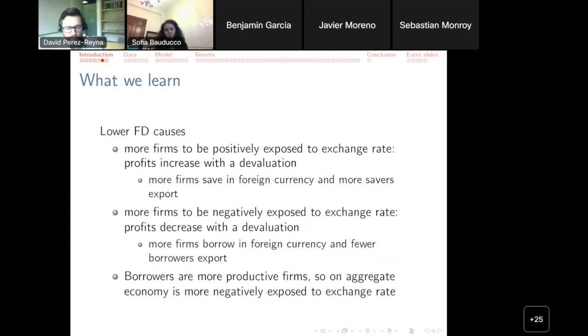So I have a clarifying question, David. When you say that lower financial development means a higher domestic spread, right? Yes. And in that world, when you say borrowers are more productive firms, that means that more productive firms tend to be borrowers that do not export. Okay, no. So let me, yes. I think the question is related to the why.